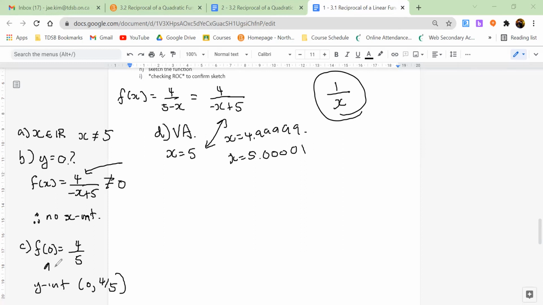So when X equals 0, what's the Y value? Right, so that would be the Y-intercept. The X value is automatically 0. Question? No? Okay.